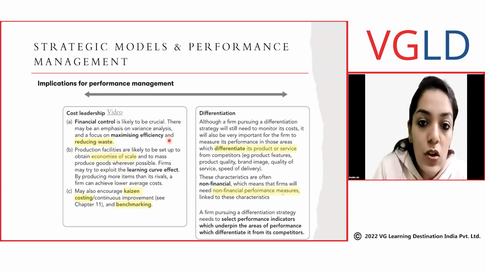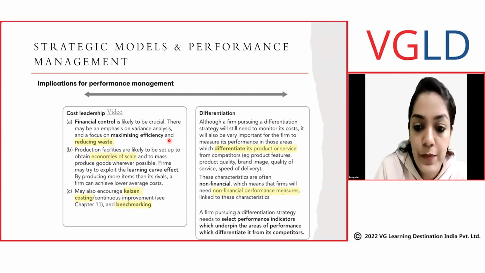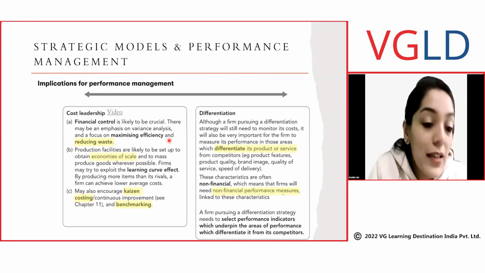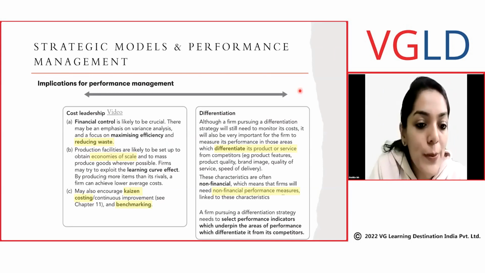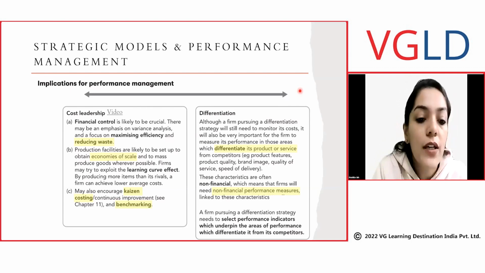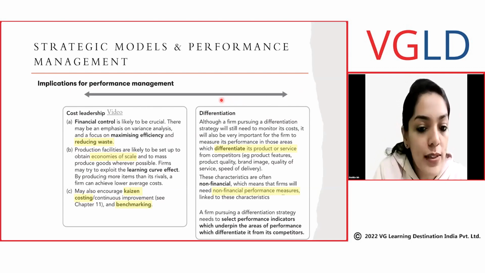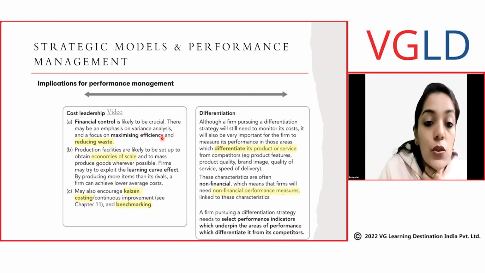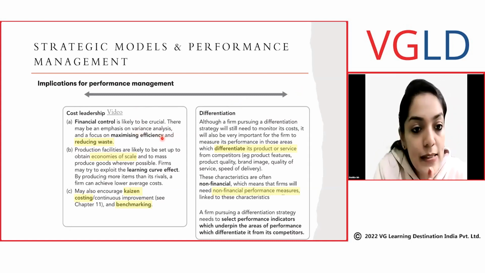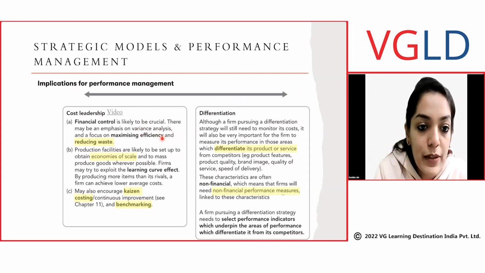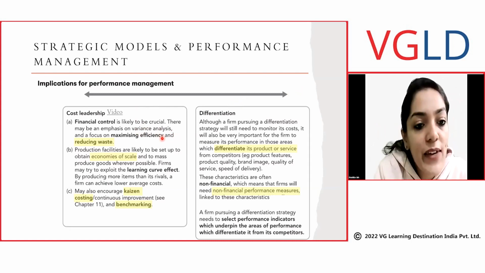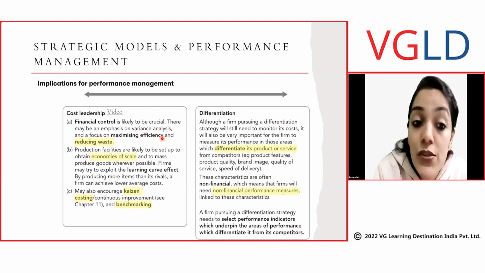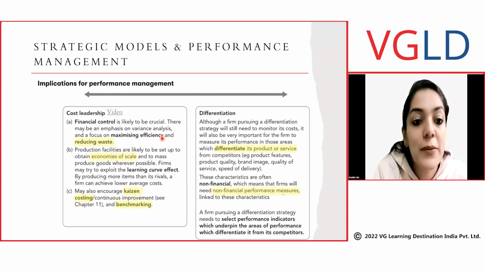So in cost leadership, what are the implications for performance management? First of all, financial control is likely to be crucial. There may be an emphasis on variance analysis. You would have studied variance analysis somewhere or the other, right? Material price variance, material usage variance, labor rate variance, labor efficiency variance. Heard about these variances ever?